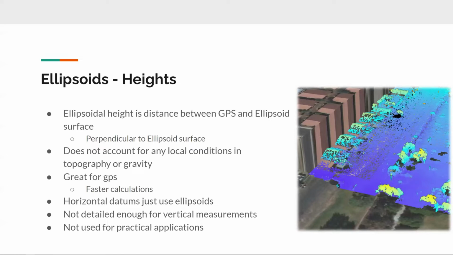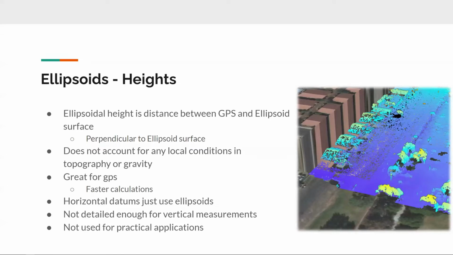It does not account for any local conditions. So if you're on a mountain, it doesn't account for that. If the gravity is different in your area and it's kind of bending the Earth's surface up and down, it's not accounting for that. It's just a nice, simple model that computers like to use, and it makes your GPS run much faster and makes your calculations go much faster. It's just the most efficient way to do GPS observations.